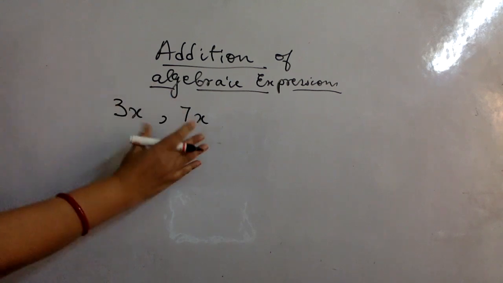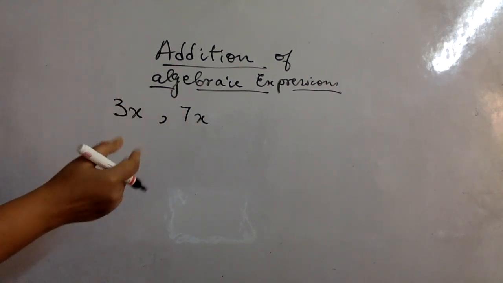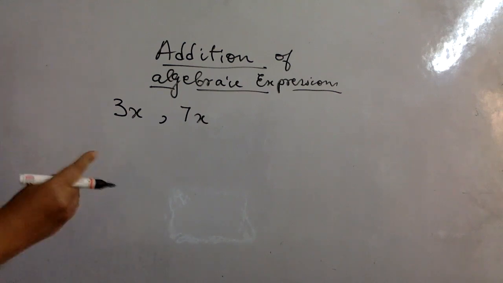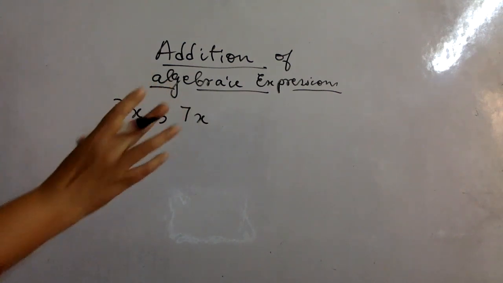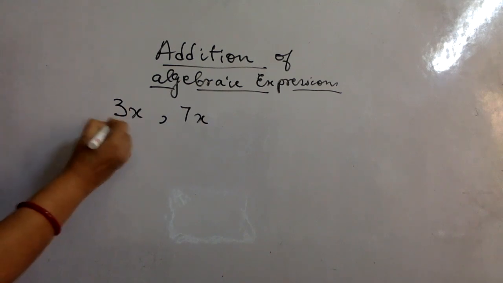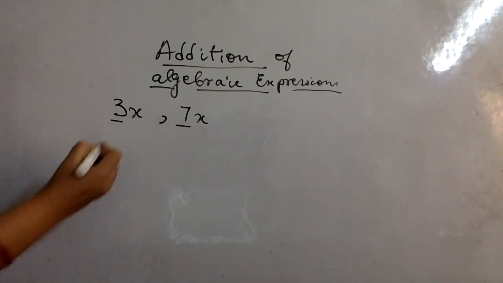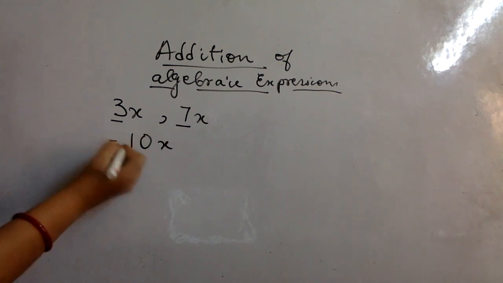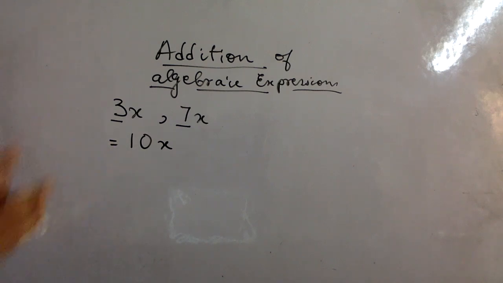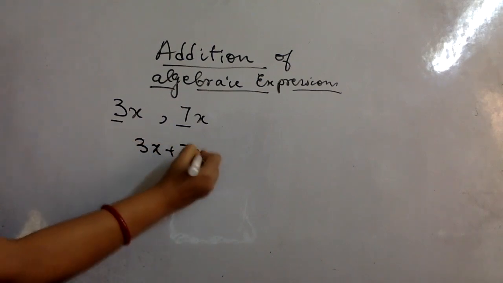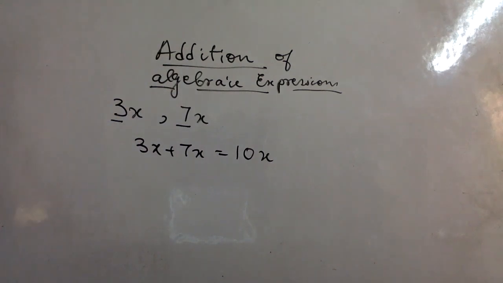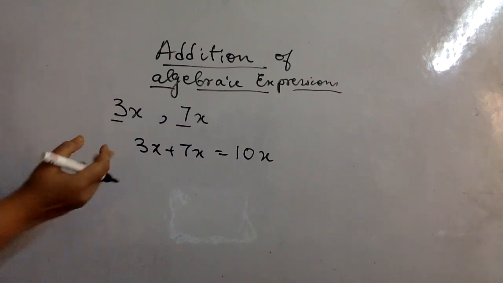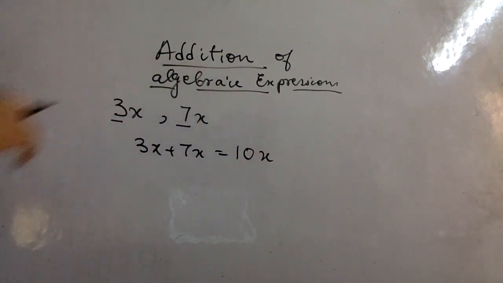Once we have checked that the terms are like, now we'll go for the next step, that is addition. We are not going to see the variable part anymore. That job is done. We are only going to see the numbers and we are going to add the numbers. 3 plus 7, that is 10x. So we can write it like this: 3x plus 7x is 10x. You can even think like this: 3 apples plus 7 apples make 10 apples.